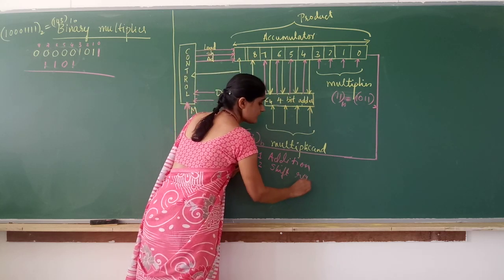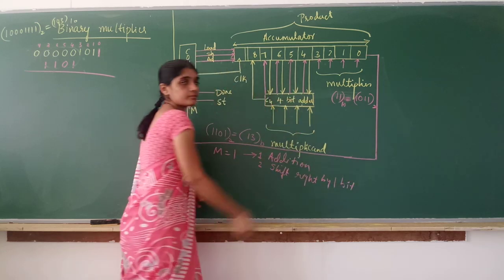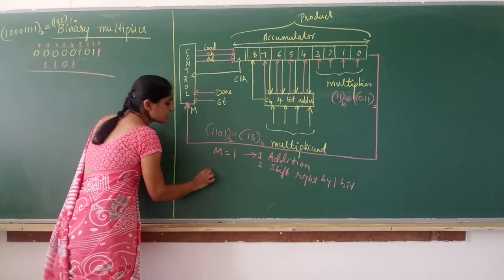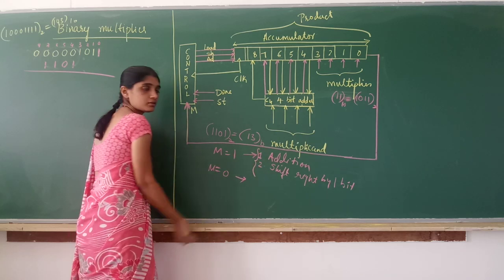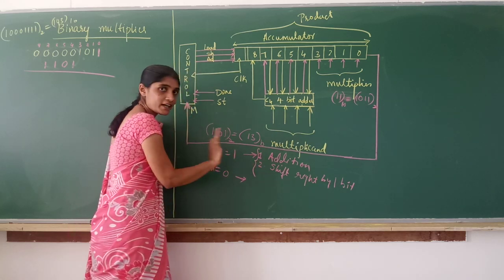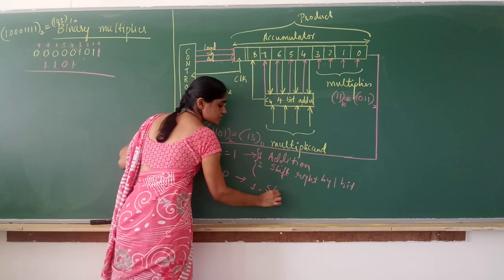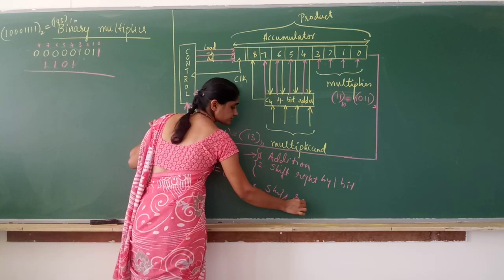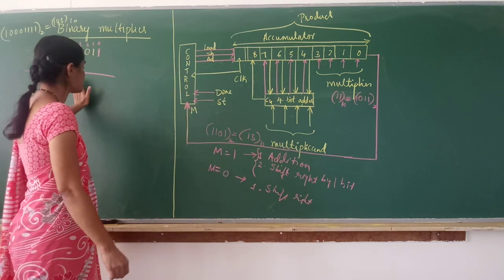Shift right by 1 bit. Okay. If in case m is equal to 0, then no addition. Addition is skipped. It is only the shift operation. Shift right the content of the accumulator. Okay, maybe when I explain it will be more clear.